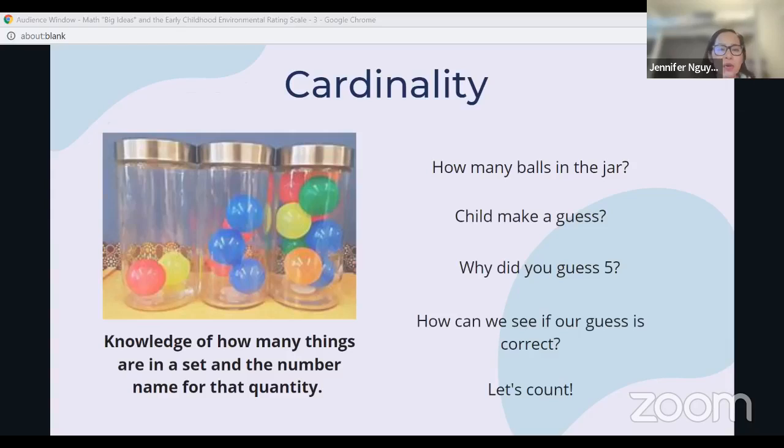All right, so another big math idea, cardinality. This is the knowledge of how many are in a set and the number name for that quantity. So here comes the idea of quantity again. A lot of children will say, let's count the bears. 1, 2, 3, 4. However, they won't have the understanding that the last bear they touched is 4, the 4th bear, and that there are 4 bears on the tray.